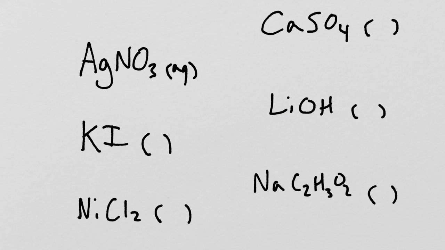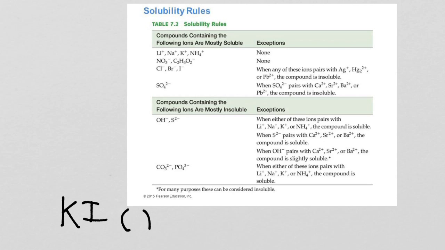Let's try potassium iodide. We're looking for potassium or iodine. And I actually see it twice on here. I see potassium right there. And it says that compounds that have potassium are mostly soluble. And there's no exceptions. I also see iodide on here. Iodide does have exceptions. In general, when iodine is found in a compound, that compound is soluble, with the exception of being paired with silver, mercury, or lead.